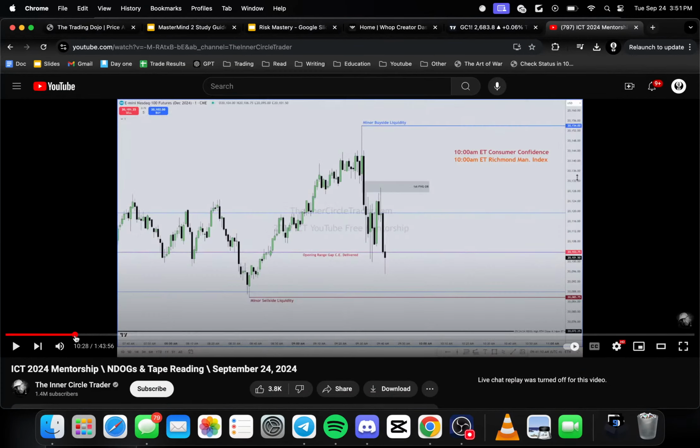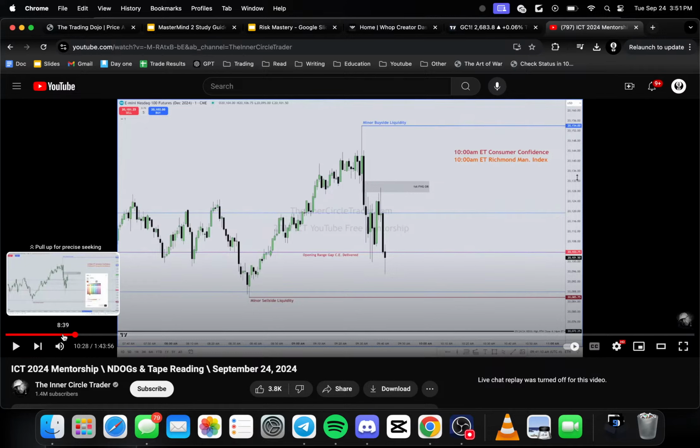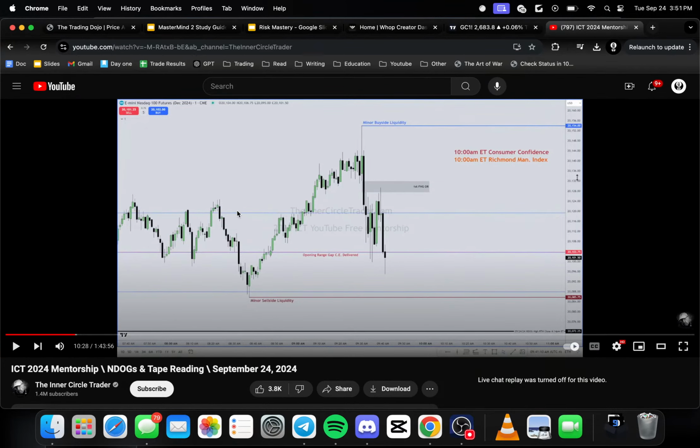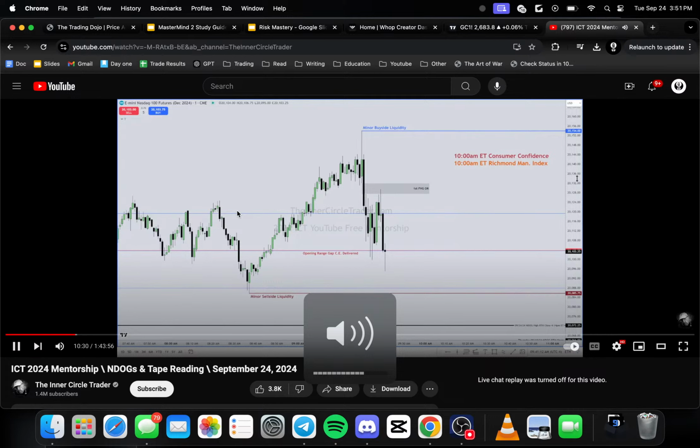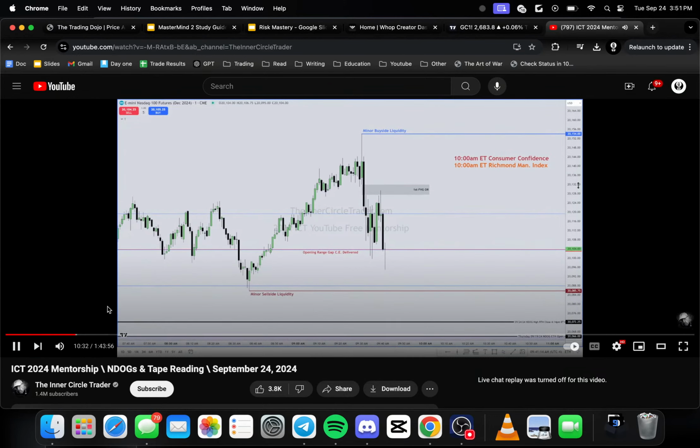So let's see what ICT has to say about price action. Make sure the volume's up. Okay, he's talking about new day opening gap and just tape reading price action. So he's not trading it, he's just kind of marking stuff out, and he's reading price, where he thinks it's going to go, what confluences he thinks it's going to run into.